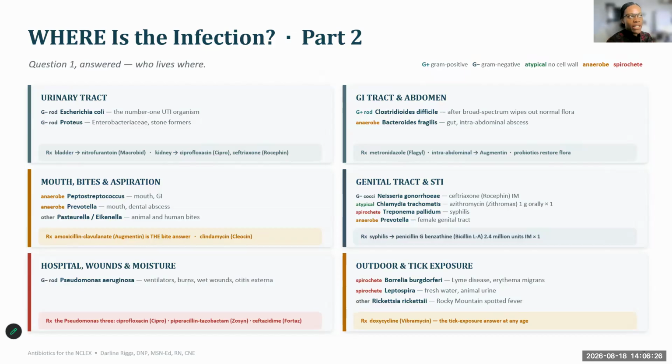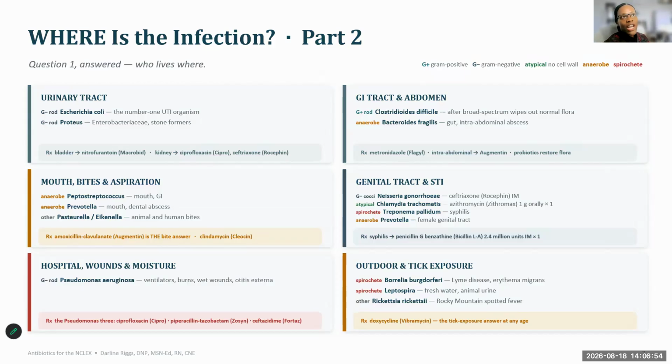Macrobid, again, is your first choice, but we do want to make sure that their kidneys are functioning beautifully. Whenever you put folks on antibiotics, you should do that, especially strong antibiotics. So pay attention with the UTI, whether it's complicated or uncomplicated. That usually deviates you to what medication you're going to use.